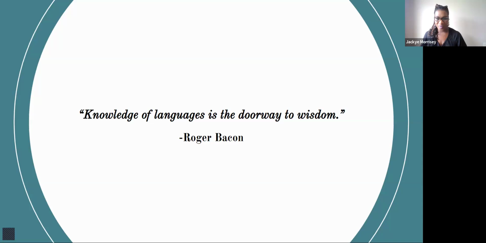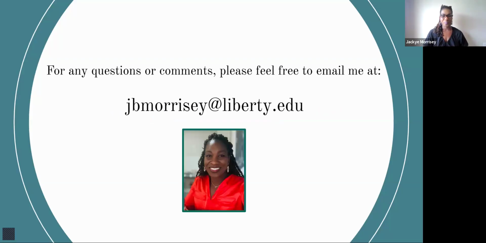Isn't that profound? The more we understand about the ways in which various languages work, the wiser we can all become. There is value in every single language that is spoken here on earth, but it's our job as educators to make sure that we are tapping in and doing everything that we can to learn about the languages, particularly those spoken in the homes of our students.